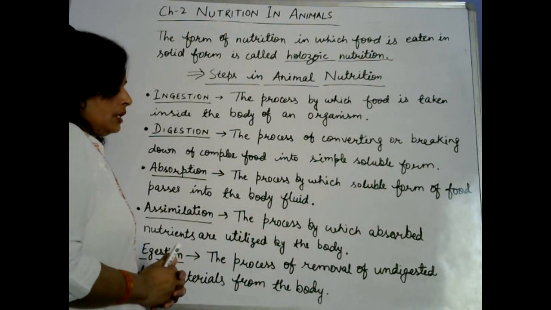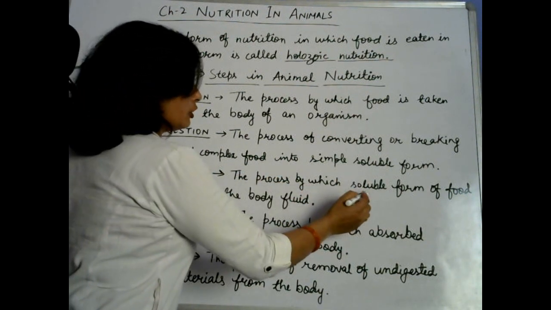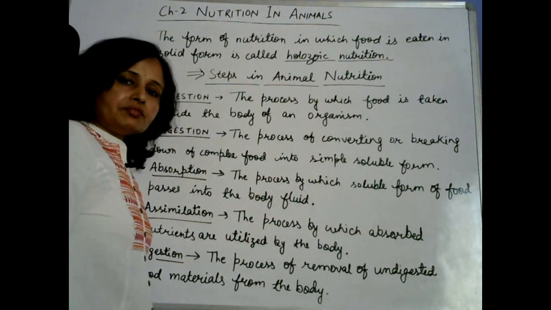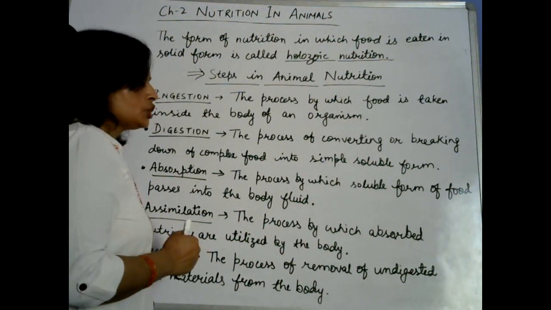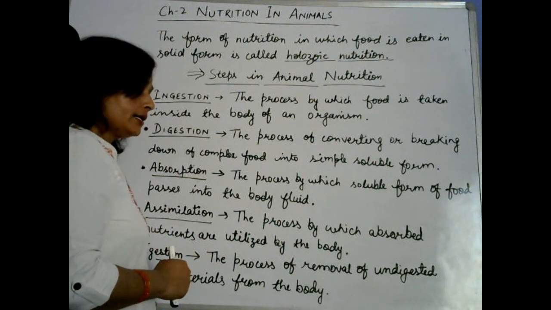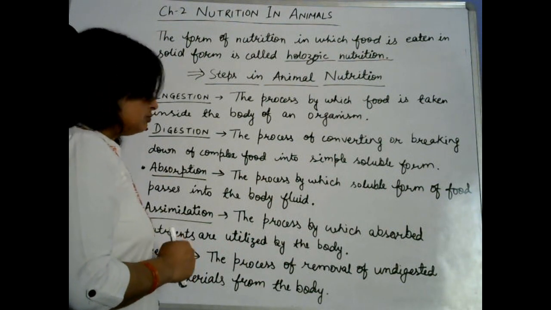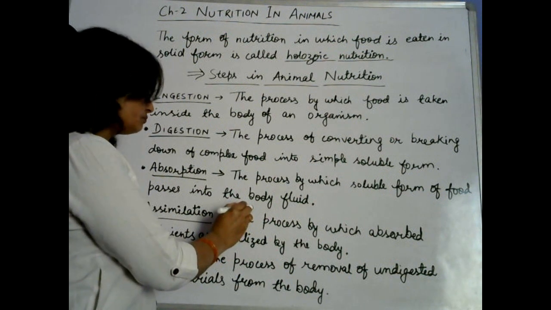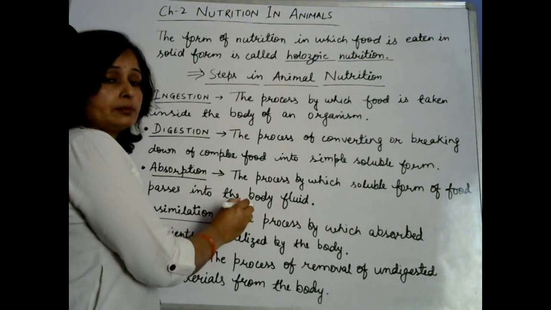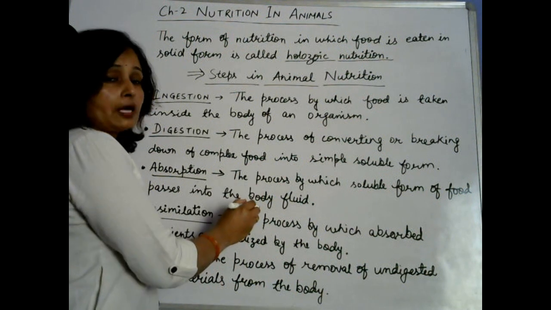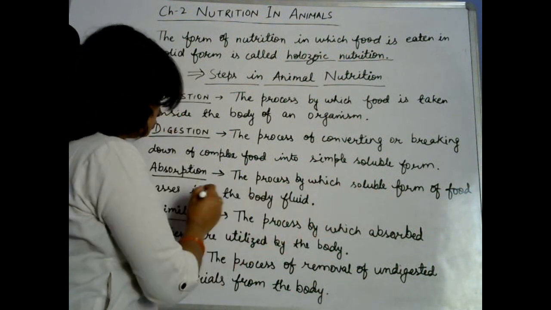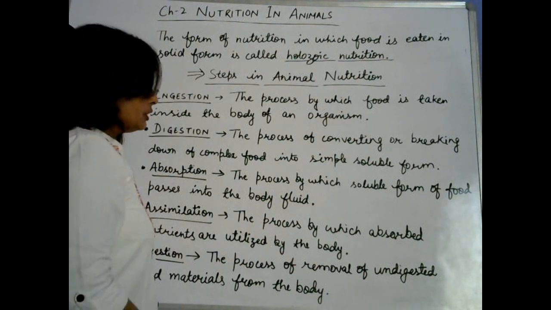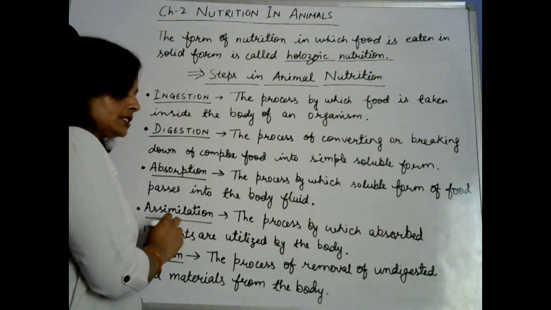Now absorption. Absorption is the process by which soluble form of food passes into the body fluid. After digestion, the food is converted into simple soluble form, and then that simple soluble form of food is absorbed by the body fluid. That is called absorption. So the process by which simple soluble form of food passes into the body fluid, that is blood in the case of we human beings. Next is assimilation.